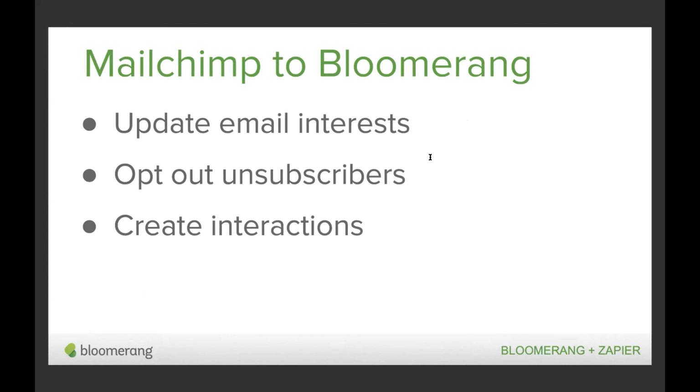So for subscribers who are sent to Mailchimp through a Bloomerang template, the integration will also update their email interest in Bloomerang based on changes to their group preferences in Mailchimp. It will update their Bloomerang email interest to opt them out if they unsubscribed through a Mailchimp email campaign that's built from one of those templates that you've pushed. And then we'll also create interactions on the constituent's timeline with open and click data for email campaigns sent using that unique tag that's created for each Bloomerang template sync.